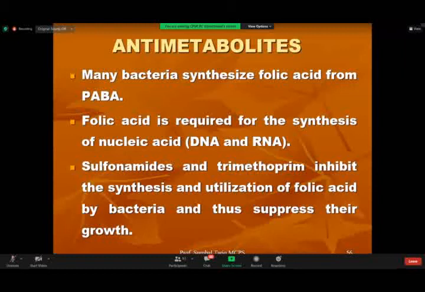They cause a decrease in tetrahydrofolate reductase enzyme; sulfonamides act on that enzyme, and they cause a decrease in the replication of the bacteria, and therefore they are specifically bacteriostatic.